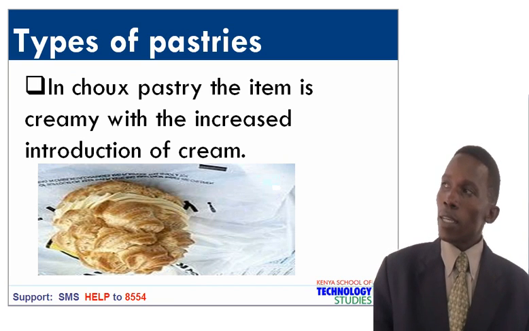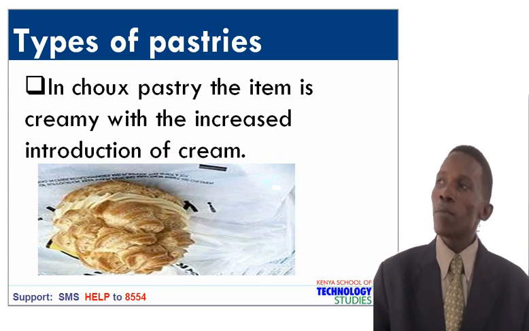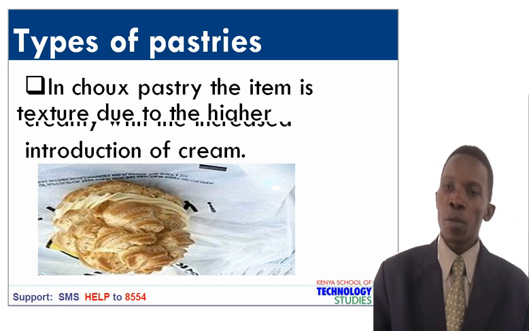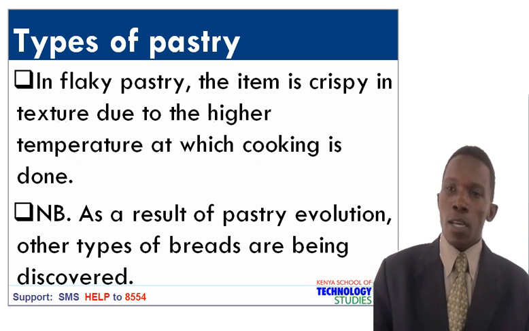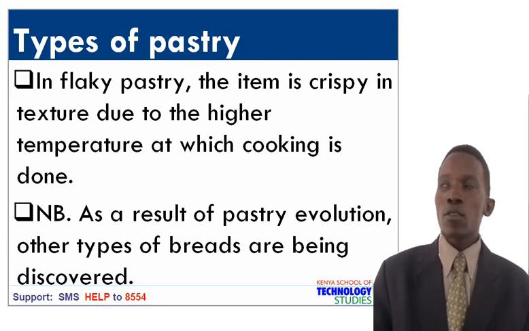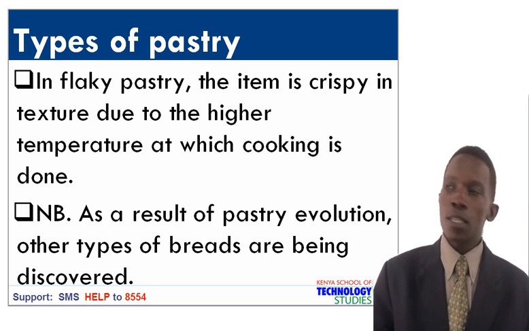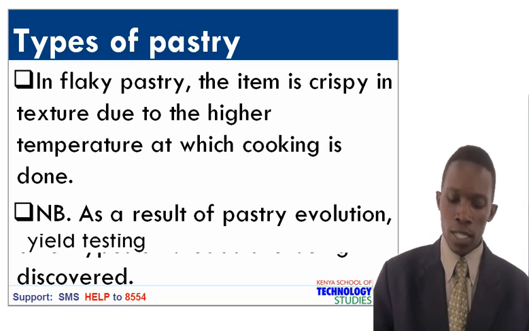Choux pastry. In choux pastry, the item is creamy with the increased introduction of the cream. In flaky pastry, the item is crispy in texture as a result of using higher temperature during the cooking process. As a result of pastry evolution, other types of breads and cakes are being discovered.